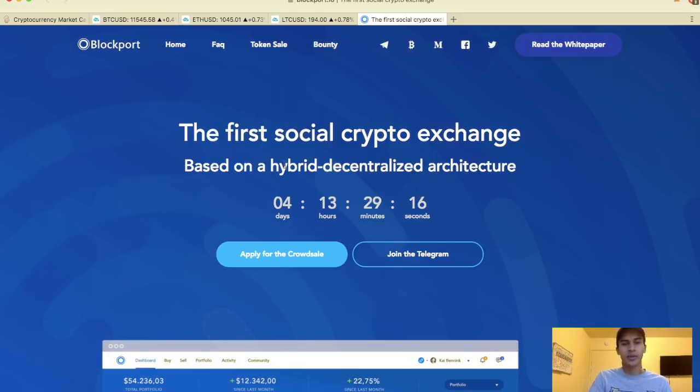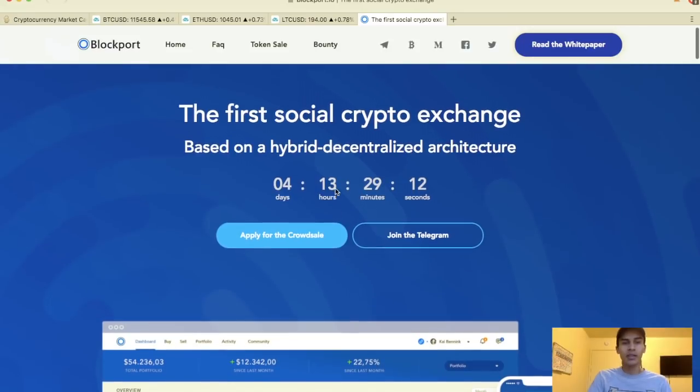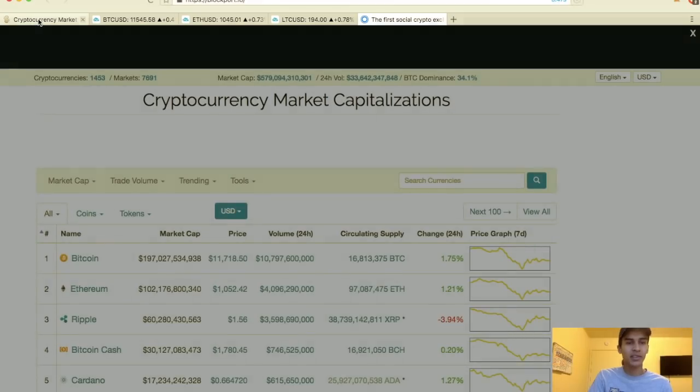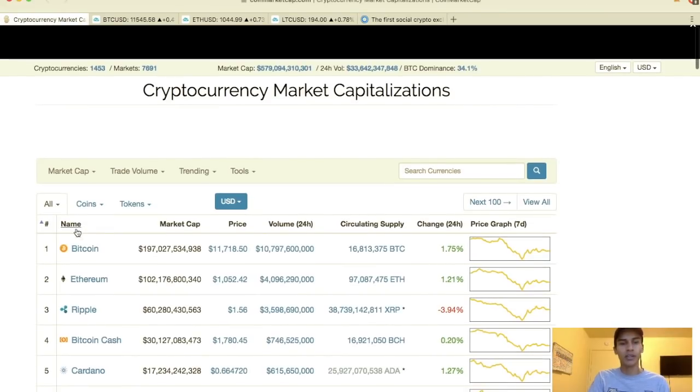Today's episode, guys, we got another ICO review here. This is Blockport here. Sorry. Today's ICO is Blockport here, which is the first ever social exchange. But before we dive into that, guys, take a look at the market really quick.